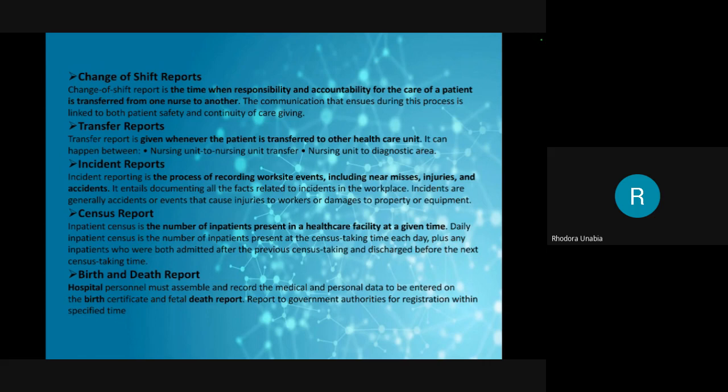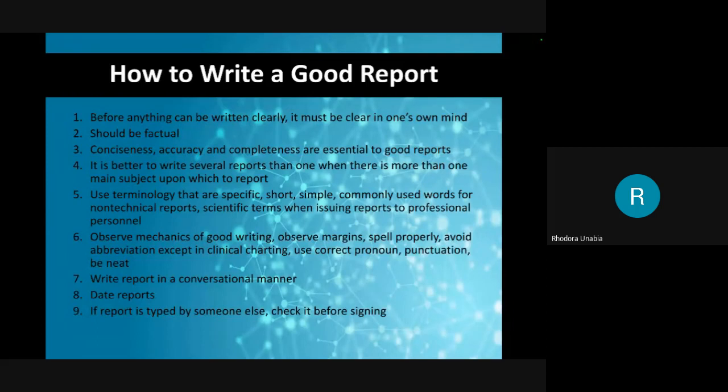Next slide, please. So how to write a good report? First, before anything can be written clearly, it must be clear in one's own mind first. And then you should be factual. And then conciseness, accuracy, and completeness are essential to good reports. It is better to write several reports than one when there is more than one main subject upon which to report. And then you have to use terminology that are specific, short, and simple. So commonly used words for non-technical reports, and then you can use scientific terms when issuing reports to professional personnel.